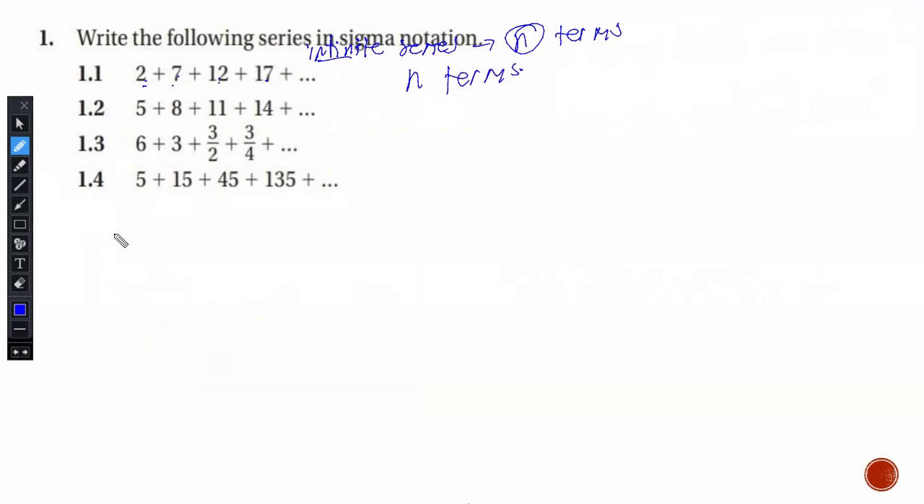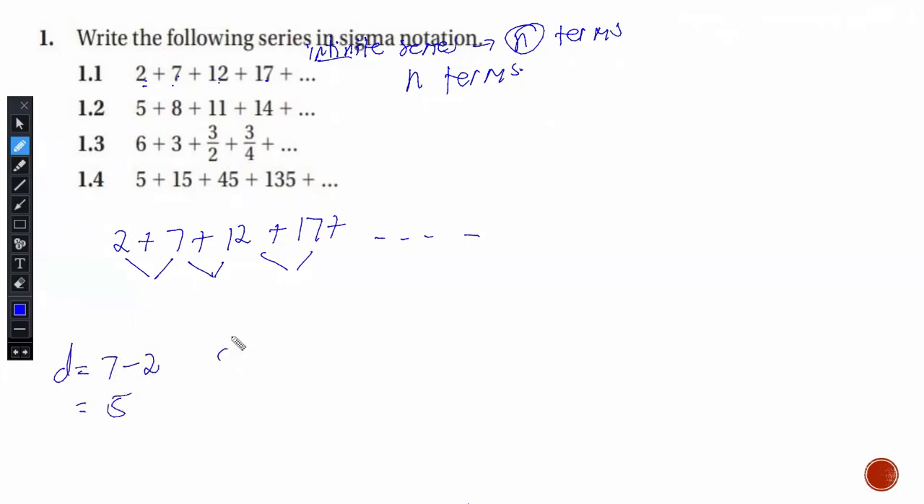Now, how do we do this? 2 plus 7 plus 12 plus 17, then plus whatever. Then let's check. Number 1, we want to confirm whether it is an arithmetic series or a geometric series. Looking at this, we can tell that this obviously has to be an arithmetic series, because if we calculate our common difference, that's 7 minus 2, which will give us 5. Also, if we do 12 minus 7, this will still give us 5, right? So we have ourselves an arithmetic series, where the d value is 5.